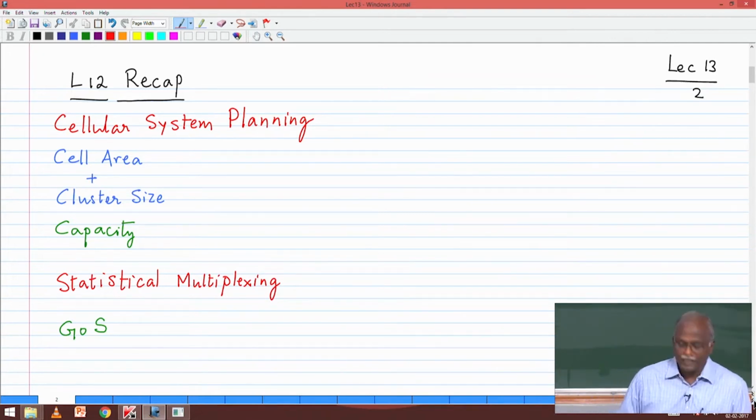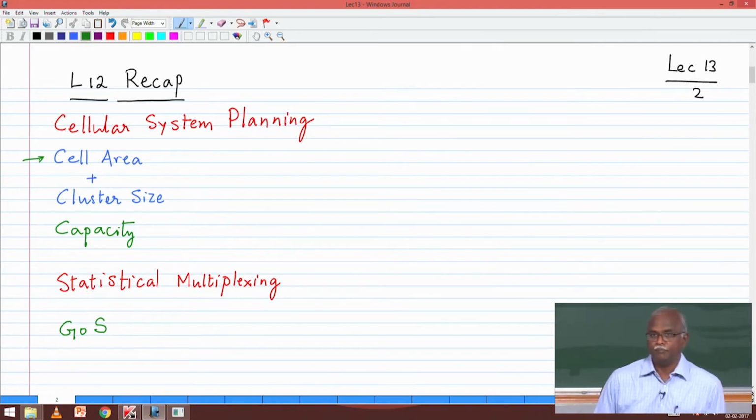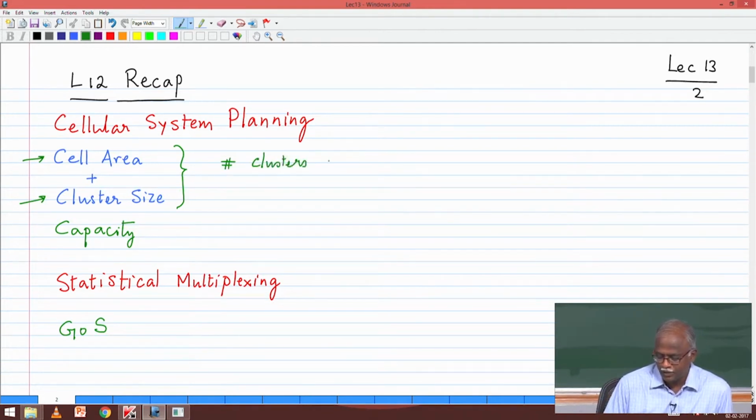The cellular system planning requires us to fix a few parameters. One of the things is the cell area that we have to decide ahead of time. The second one will be the cluster size. Given a combination of these two, we have an idea of how many clusters and therefore how many cells are going to be present.